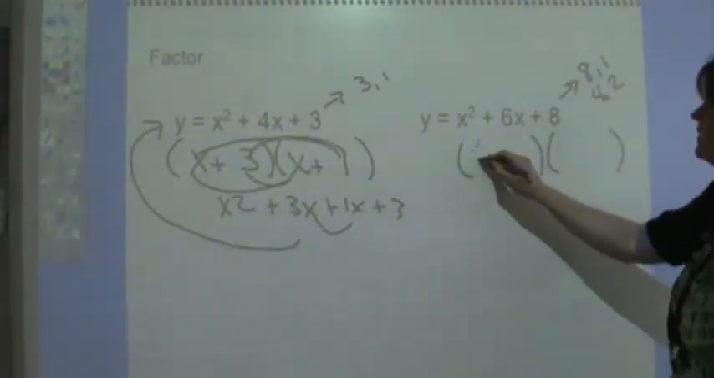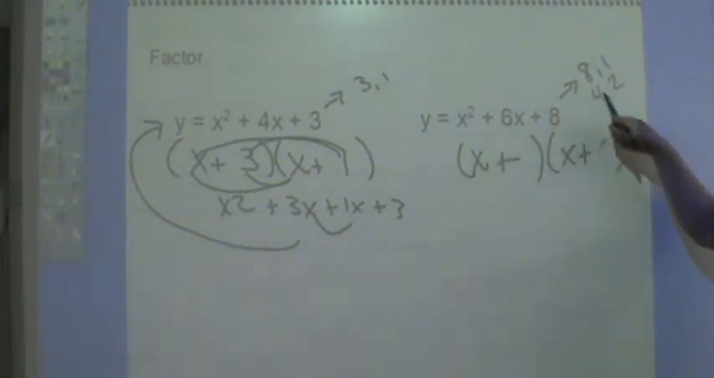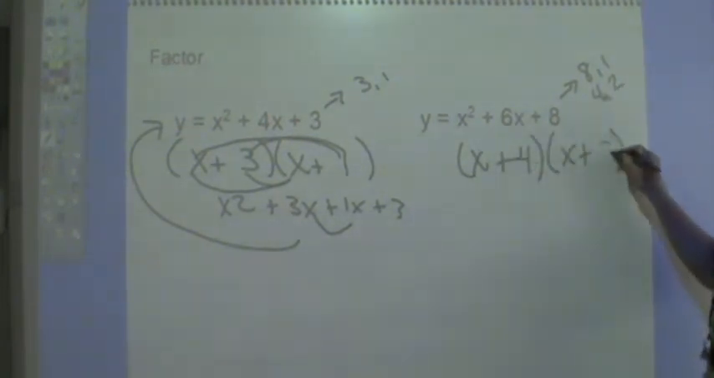Okay, so we know it's x and x. We know it's plus and plus. And we know 4 times 2 gets us 8, and 4 plus 2 gets us our 6. So that would be our answer.